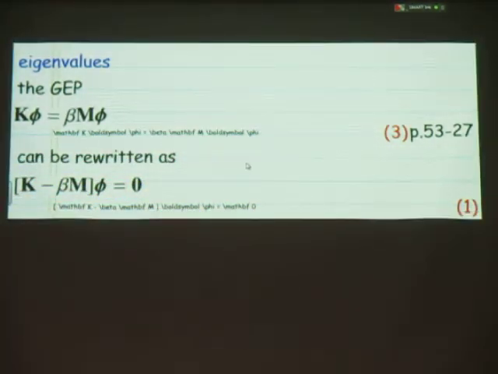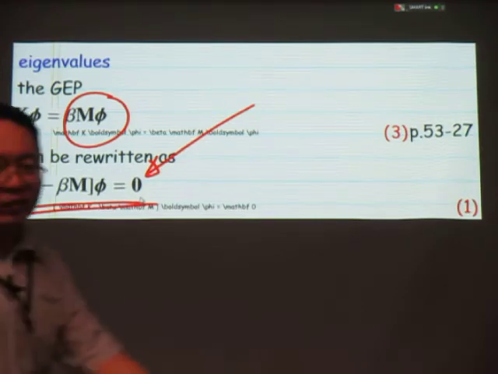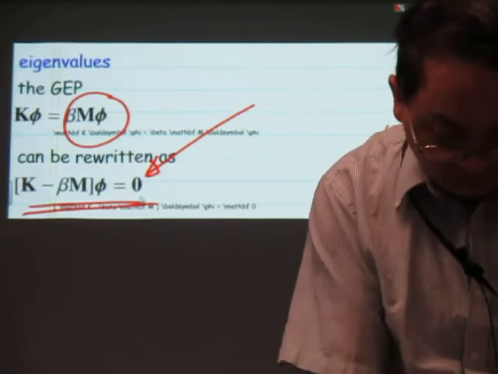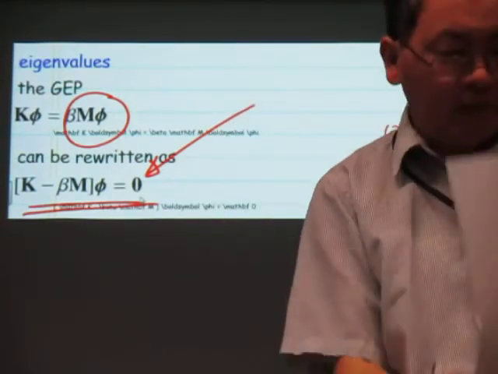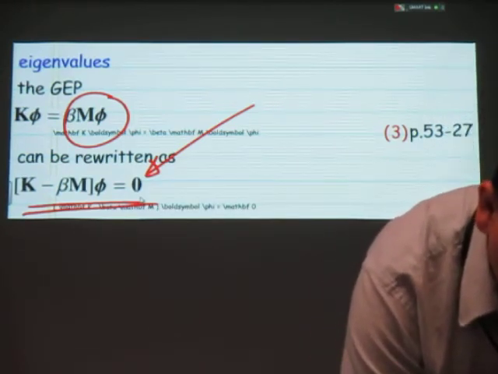Now you can move the right-hand side to the left, and you can write matrix K minus beta times matrix M, the mass matrix, times the eigenvector phi equal to 0. This is a 0 matrix. What's the dimension of the matrix 0? I give Team 6 active learning credit. Please think or discuss with your teammates. What's the dimension of the matrix 0?